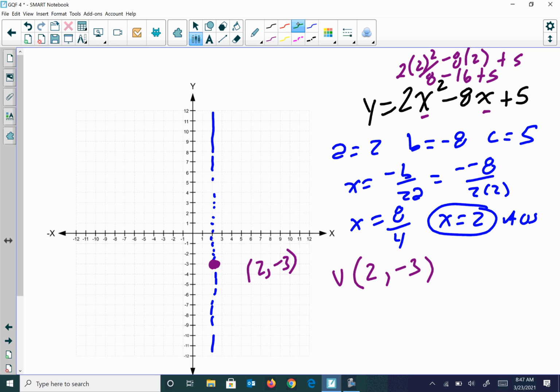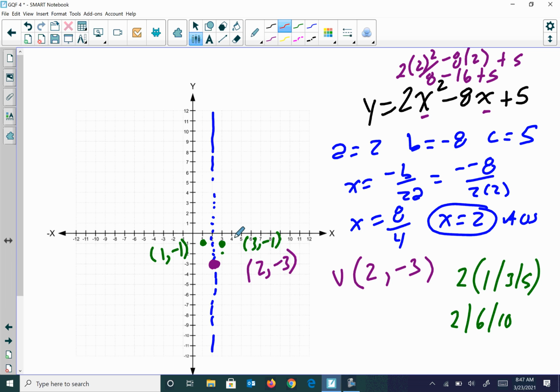Hey friends, is it going to be 1, 3, 5 graph or is it going to be something different? It's 2, 6, 10 because my A value is 2. Agree? All right. So right 1, up 2. Left 1, up 2. List those points. I get 3, comma -1. I get 1, comma -1.